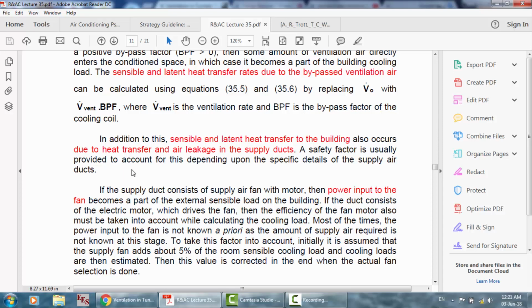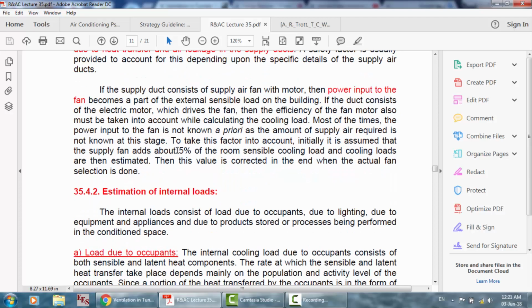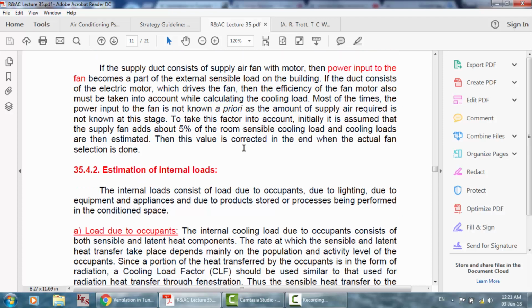Also, in addition to this, sensible and latent heat transfer to the building also occurs due to the heat transfer and air leakage in the supply ducts. A safety factor is usually provided to account for this, depending upon the specific details of the supply air ducts. And please remember that we talked about the safety factor in our enhanced program. So you can take a chance to read these things again by yourself.